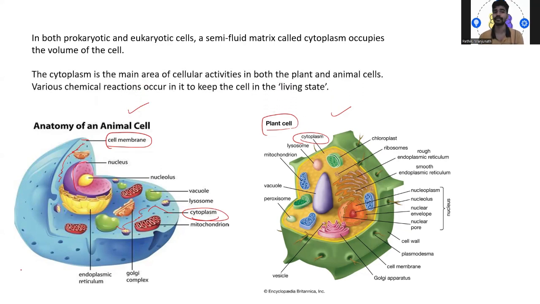The cytoplasm is the main area of cellular activity. That means inside the cytoplasm, the cellular activities will happen. In both plants as well as animals, inside the cytoplasm itself, the cellular activities will occur. Various chemical reactions will happen inside the cytoplasm itself. So this cytoplasm is responsible for keeping the cell in the living state.